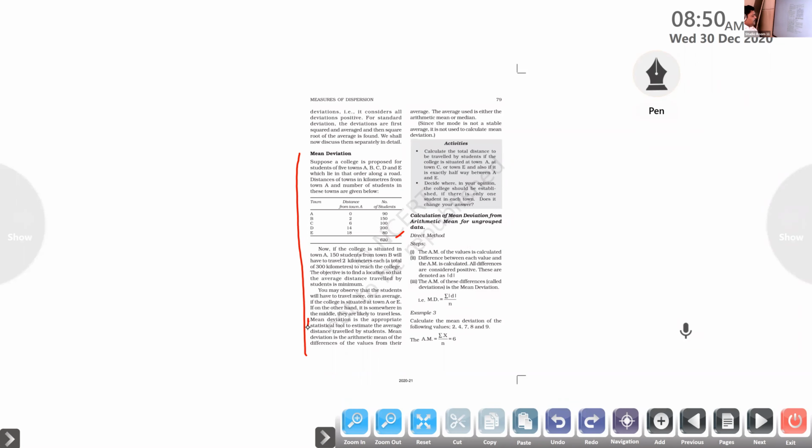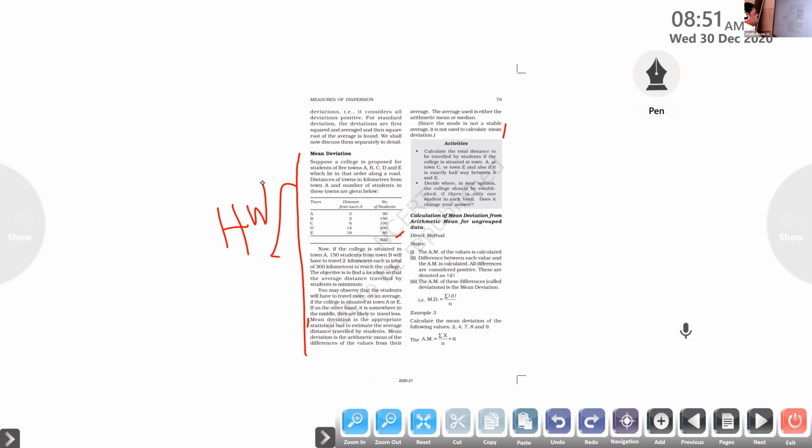So mean deviation is the appropriate statistical tool to estimate the average distance traveled by the students. Mean deviation is the arithmetic mean of the differences of the values from their average. The average used is either the arithmetic mean or the median. First of all, you want to find out the average, so we use arithmetic mean or median. We do not use the mode because it is not stable. The homework for you: find out the mean and median of this particular data.